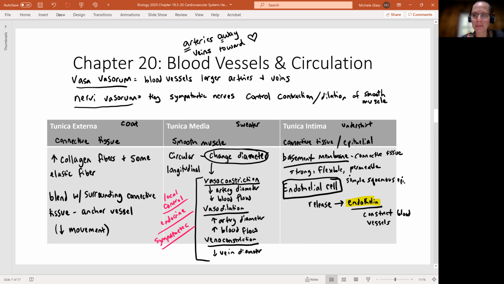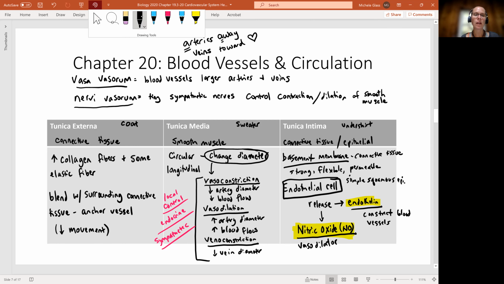Let me just stop there. And then we'll also see that endothelial cells can release nitric oxide, which we'll abbreviate NO. And nitric oxide is going to be a vasodilator, which we know means make that blood vessel larger. So these are going to be examples of some local controls that would be altering the diameter of that blood vessel.